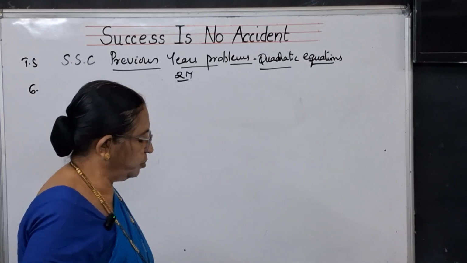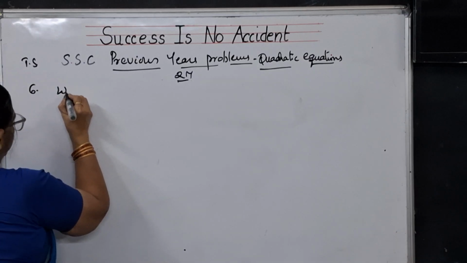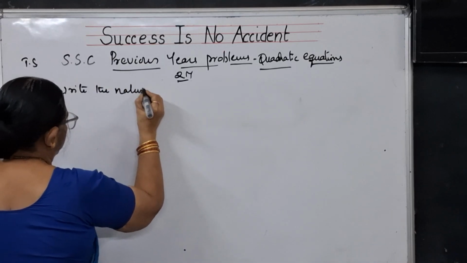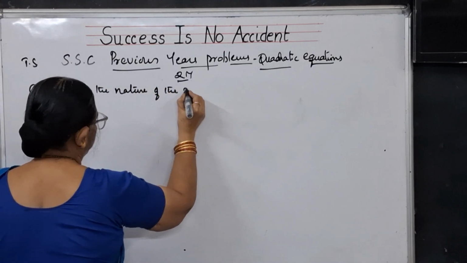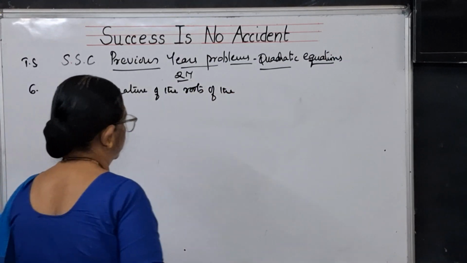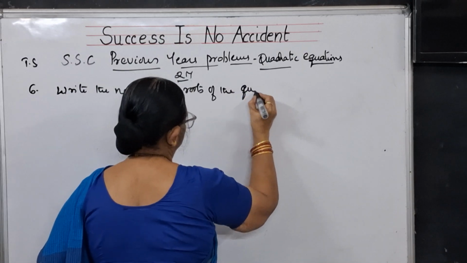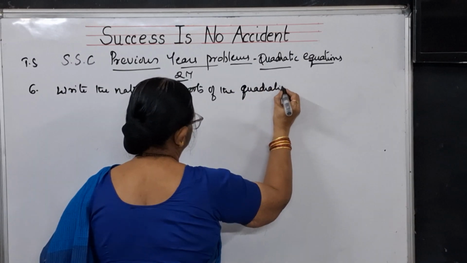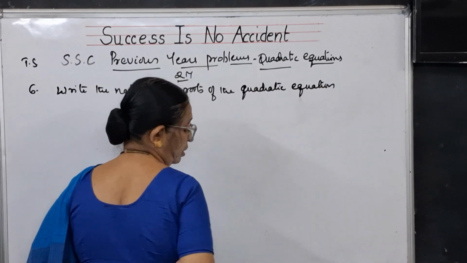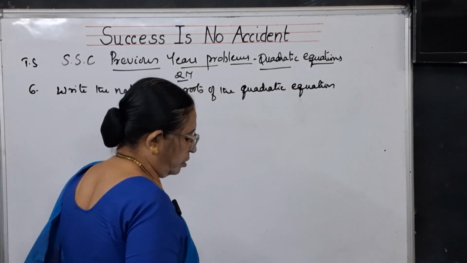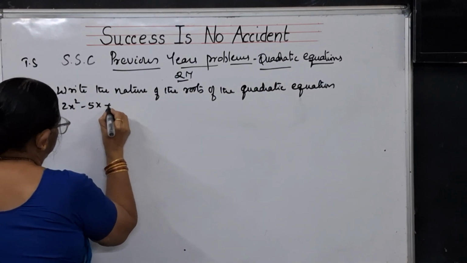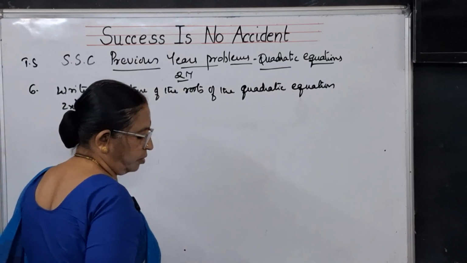Write the nature of the roots of the quadratic equation 2x square minus 5x plus 6 is equal to 0.